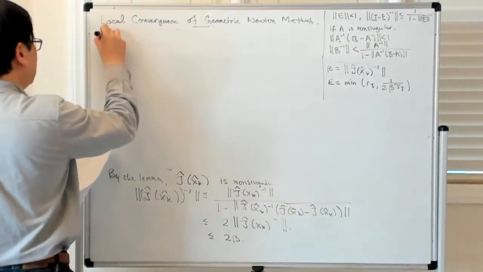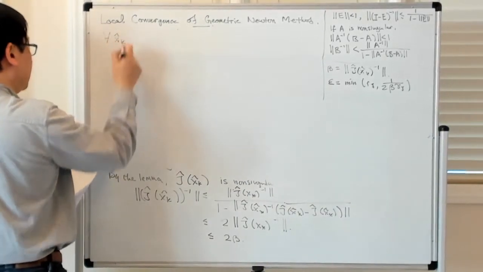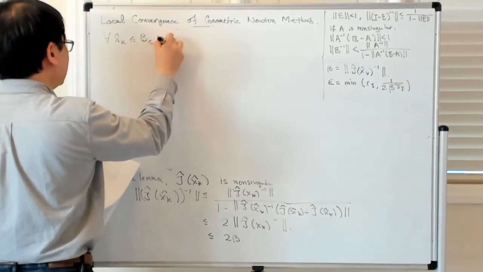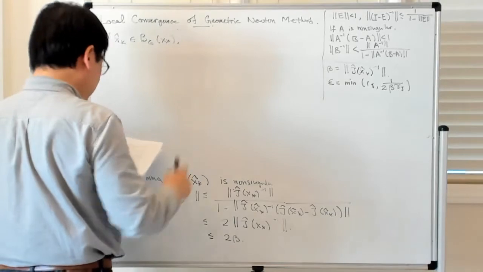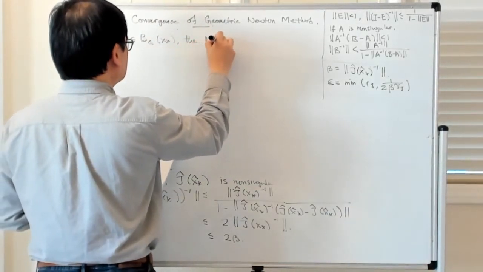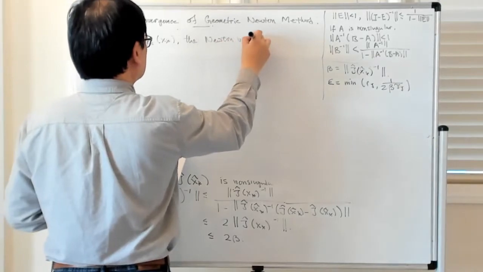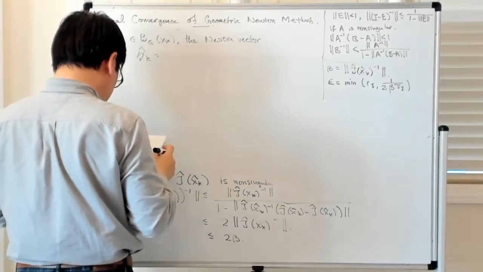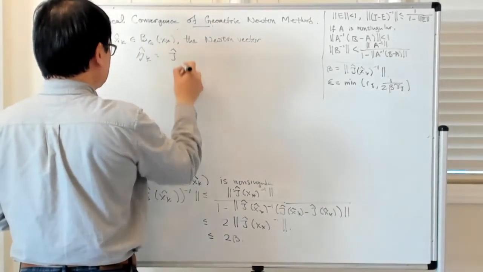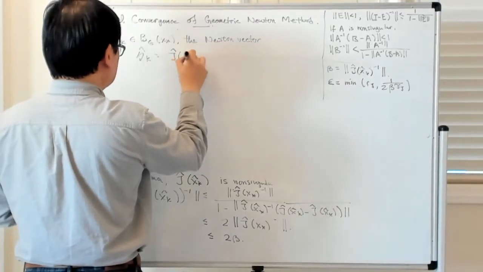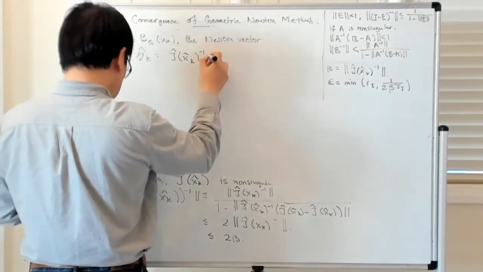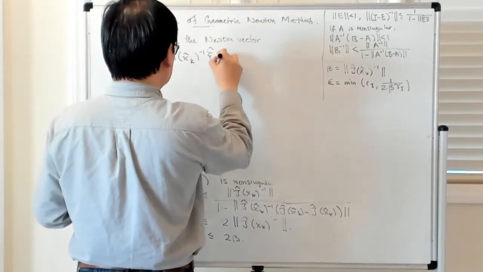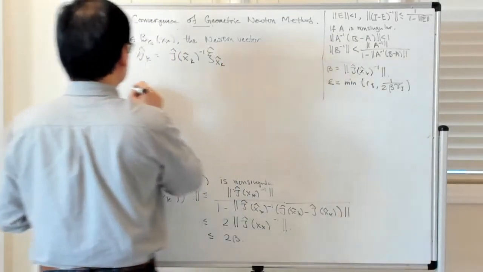For all x_k hat which are in the ball of radius epsilon about x star, the Newton vector eta_k hat, which is the inverse of the Jacobian applied to the vector field evaluated at a point x_k, is well defined.